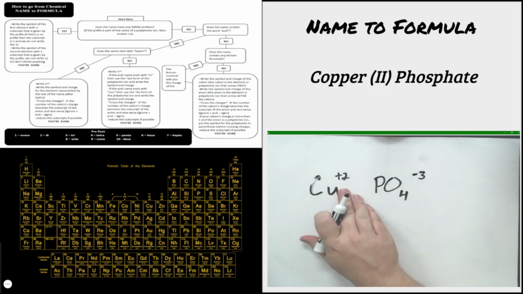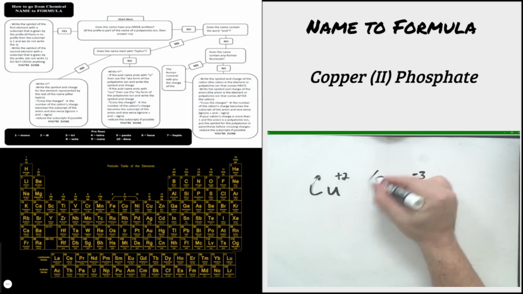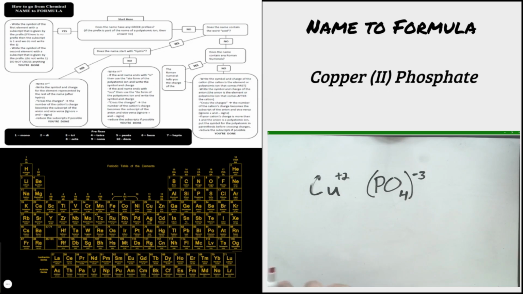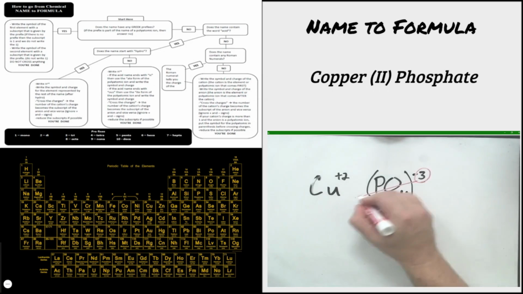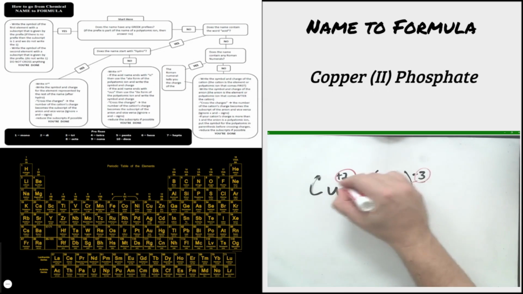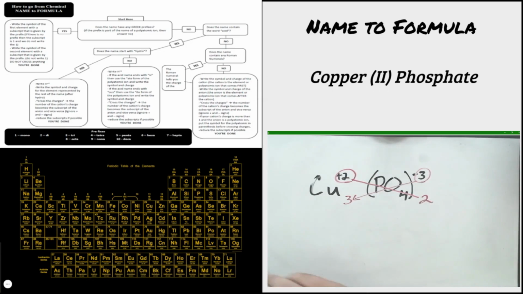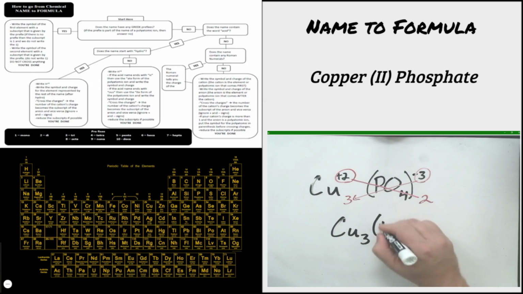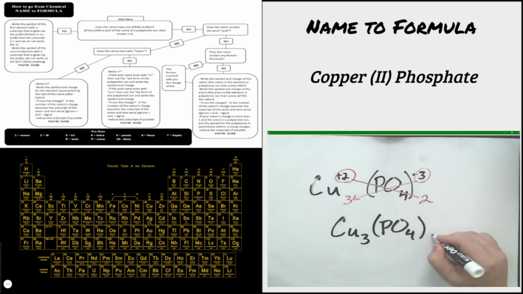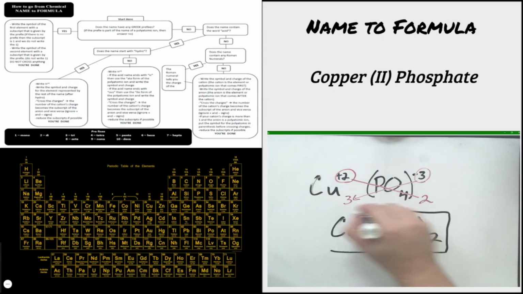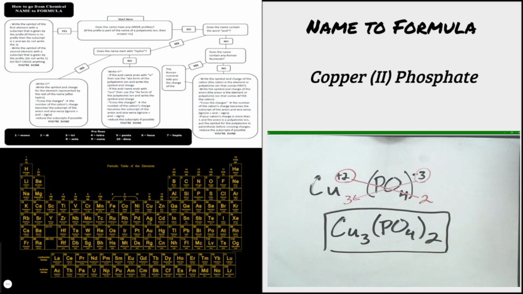All right. Now my cation's charge is more than 1, so I'm going to put my polyatomic ion in parentheses, and then I'm going to cross my charges, and I have a 3 down here, and the 2 comes down here. So that gives me a formula of Cu3(PO4)2. These subscripts do not reduce, so this is my final formula. All right, so we've done a whole bunch of ionic compounds.